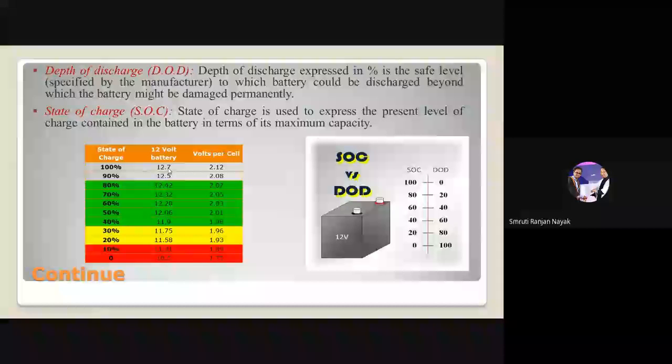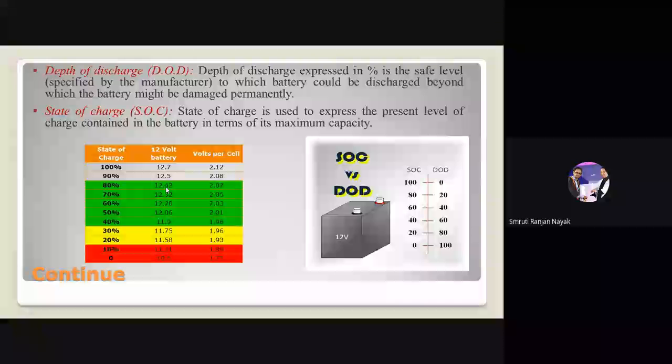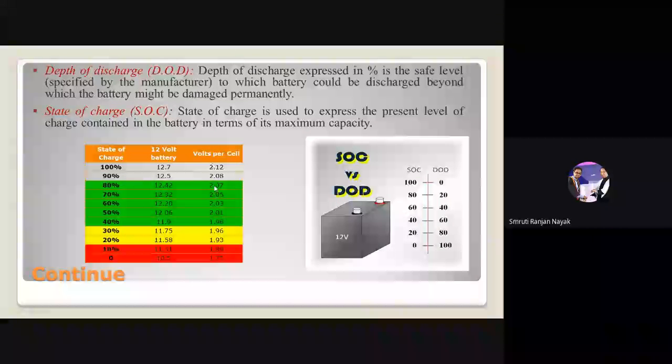As for the practical aspect, you have already seen that in a fully charged battery the voltage is 12.6 or 12.7. As per voltage per cell, that is 2.12. When the state of charge is 90%, your voltage will decrease to 12.5 and the voltage per cell is 2.08. When it is 80%, the voltage decreases to 12.42 and the voltage per cell is 2.07.